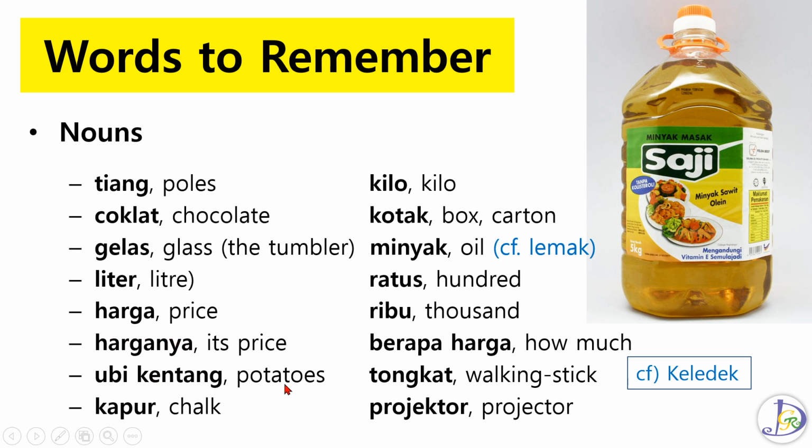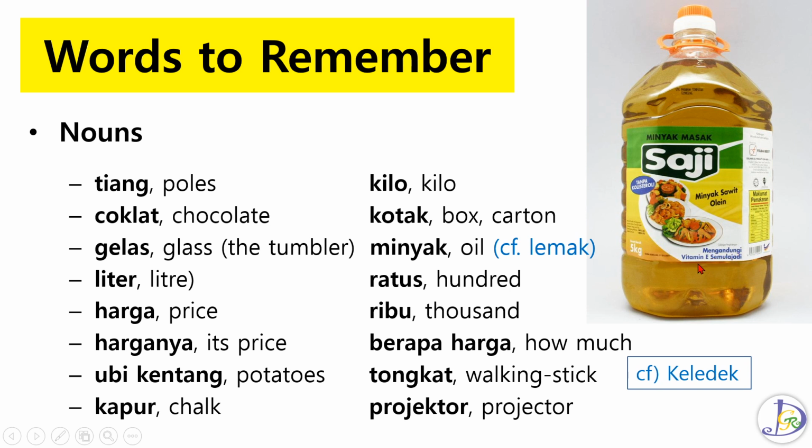Ubi kentang, potatoes. Kapur, chalk. Kilo, kilo. Kotak, box or carton. Minyak, oil. Lemak means fat. Like here, minyak masak. Masak is the verb, means cook. But here, minyak masak, cooking oil. Minyak sawit, palm oil.